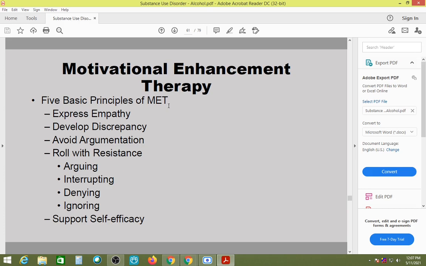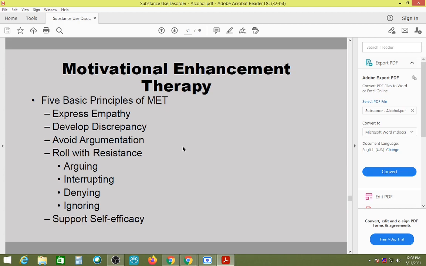Now, the five basic principles which govern, or which are the main foundation of MET, are to express empathy. Substance use patients or alcoholics need a lot of empathy. And then developing discrepancy, and we need to avoid argumentation. Throughout there will be a lot of resistance, but we should not give up. MET does not give up even if there's resistance. There will be a lot of arguing, interrupting, denying, ignoring, but we need to roll with all this resistance.